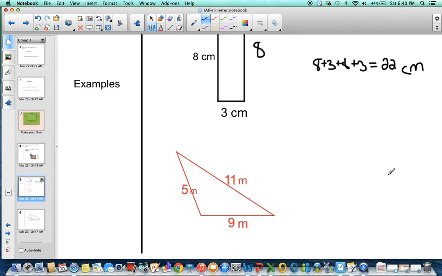You try this one. Stop the video now, draw the shape, write it in your notebook, and then start the video back up when you are done. You can stop it now.